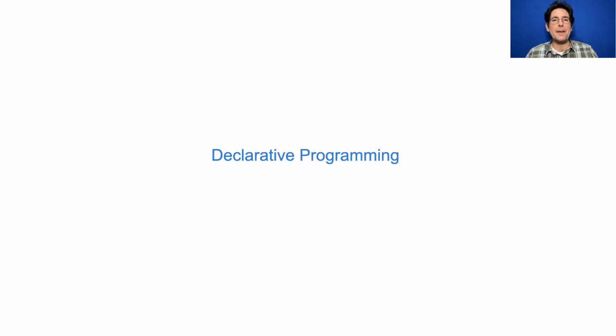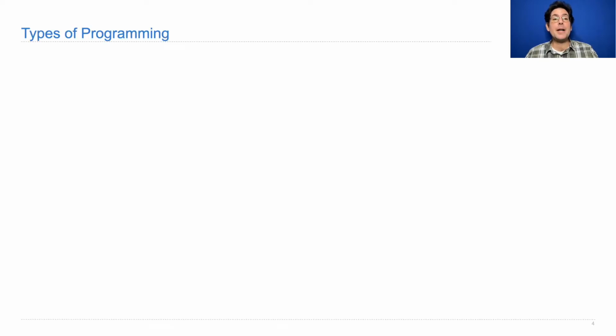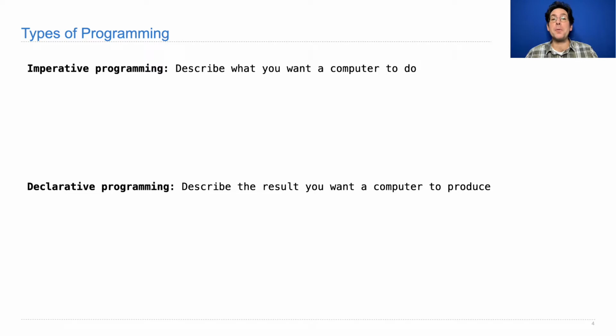Declarative programming is a different approach to programming than some of the work we've been doing in this course already. It contrasts with imperative programming, where you describe what you want a computer to do. In declarative programming, you typically just describe the result you want to be produced, and the programming environment, the interpreter or libraries that you're using, figure out how to compute that result efficiently for you.